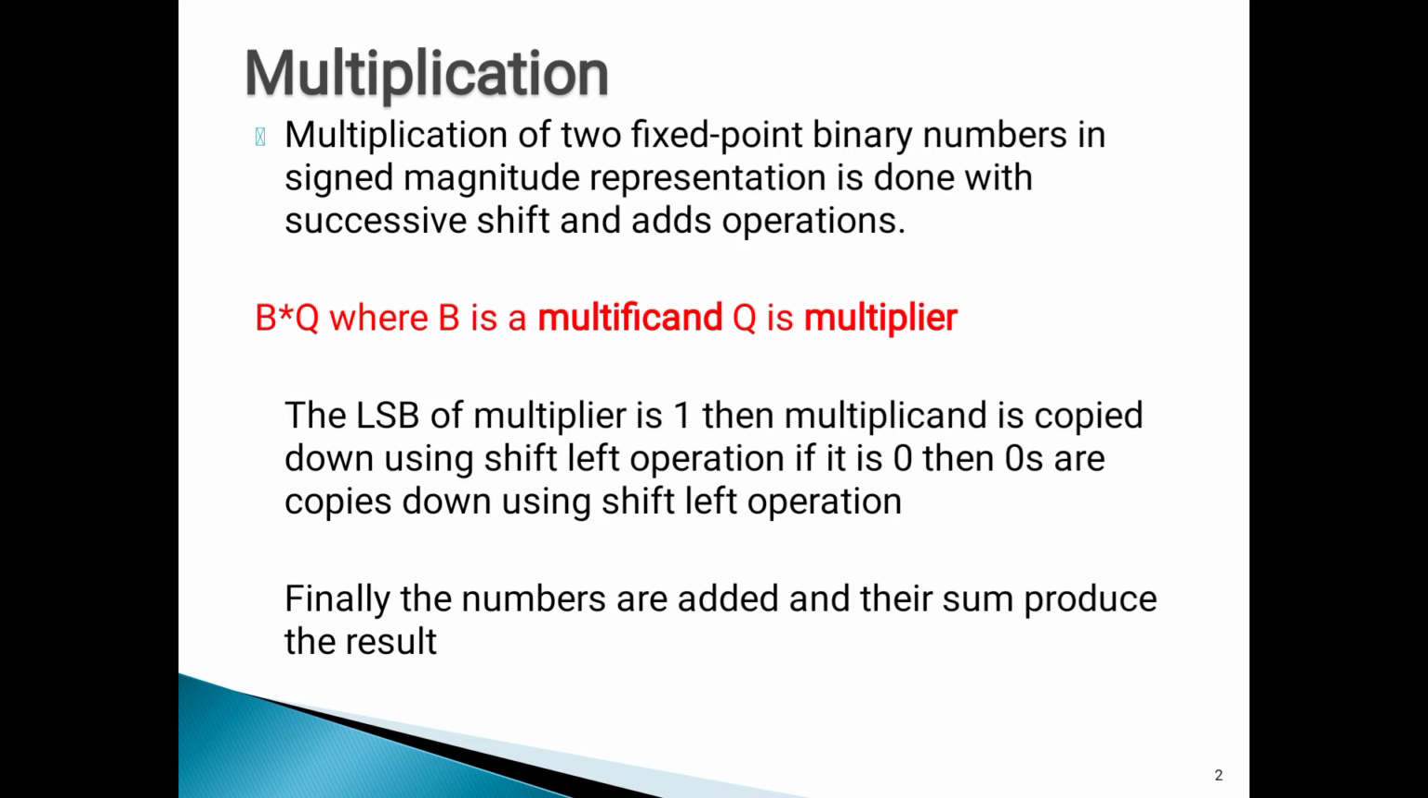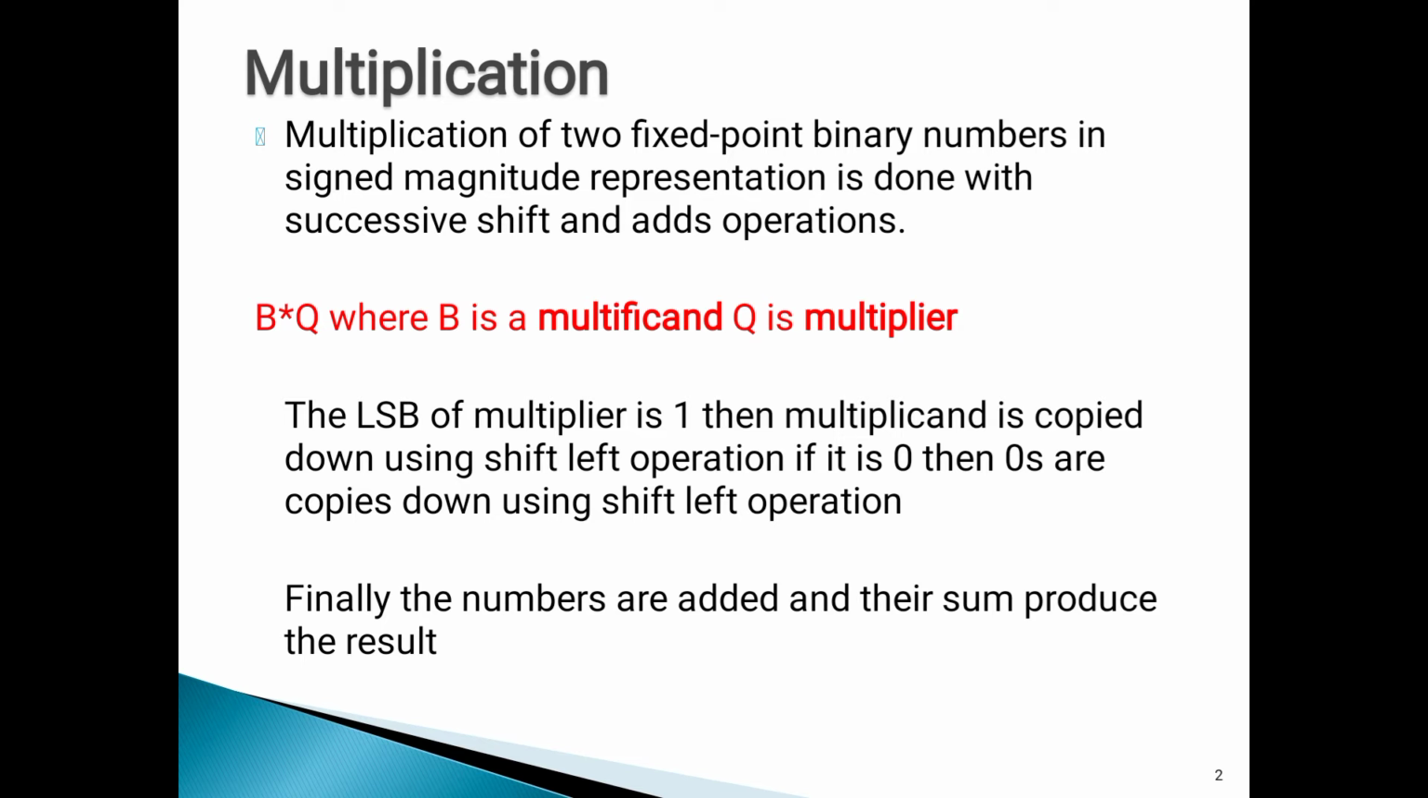For example, if you take a general multiplication operation, that is 5 into 6. So here 5 is B and 6 is Q, right? So here 5 is known as multiplicand and Q is known as multiplier, right? So the next one is the least significant bit of multiplier is 1. Then multiplicand is copied down using shift left operation, right? So every time check the multiplier, not multiplicand.